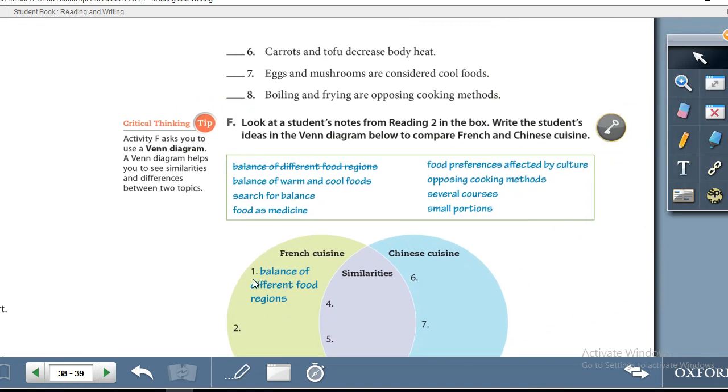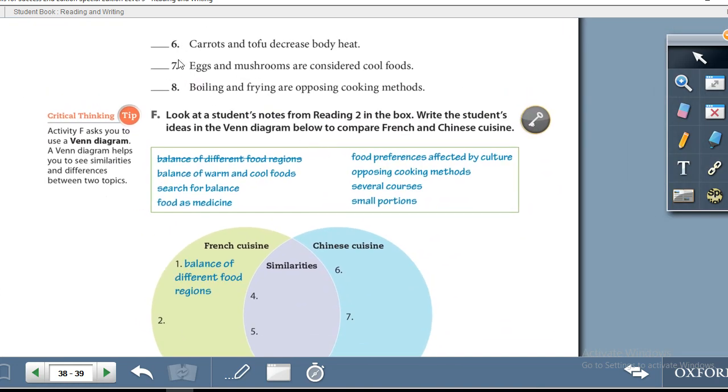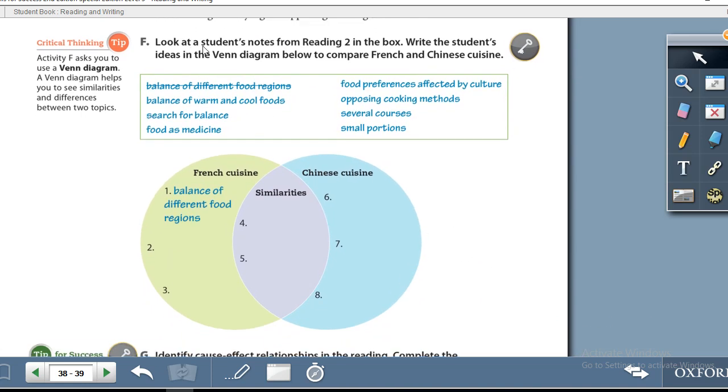Let us turn over to the next page. As you can see, it continues, number 6, 7, and 8. So we're going to look at now exercise F. Look at a student's notes from reading 2 in the box. Write the student's ideas in the Venn diagram below to compare French and Chinese cuisine. Right, so this is obviously an example of a Venn diagram, right?